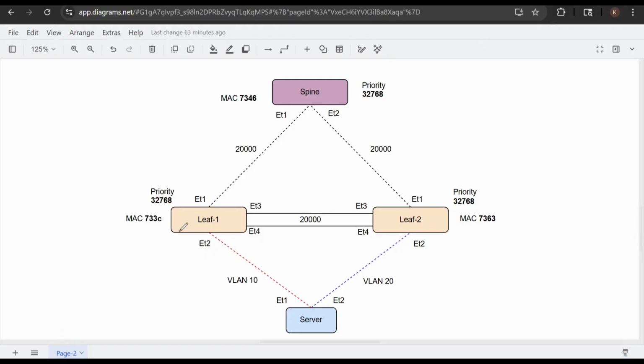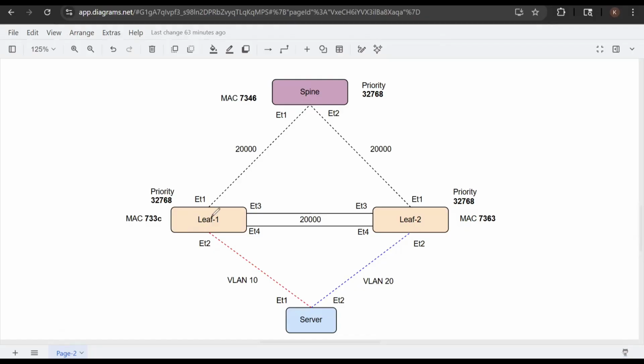So how is the best path calculated? It's based on the cost. It's very similar to OSPF, like how the shortest path is calculated. Comparing STP with OSPF is an advanced level for STP, so I'm not going to do that. Here the best path is based on the path cost.